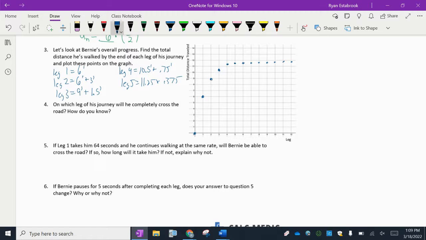So question 4, on which leg of his journey will he completely cross the road? Infinite. So assuming that Bernie could live forever. Bernie can't. He lives on paper. He's stuck on the third.